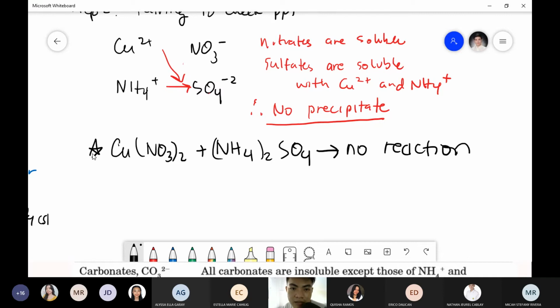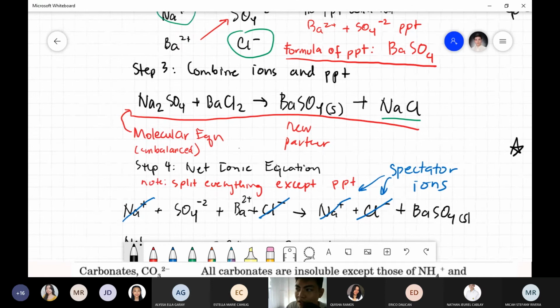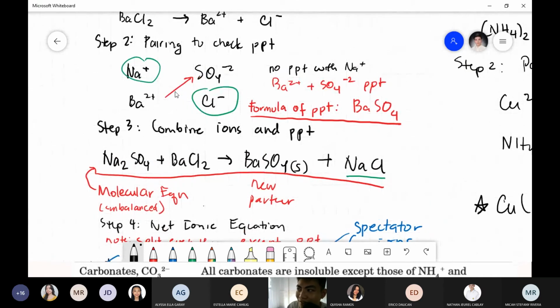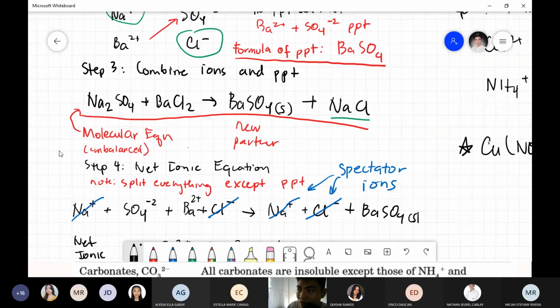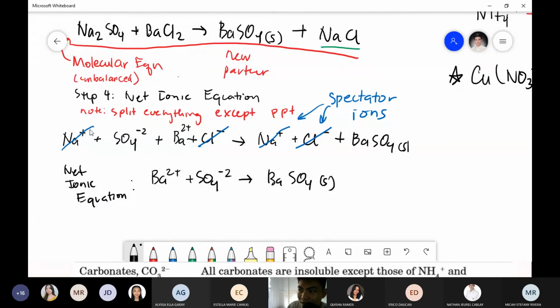Okay? So, kunwari, magbibigay akong practice quiz dito. So, don't worry. Matitrain kayo. You will see whether pag wala kayong magawang precipitate, edi you write no reaction. But, if you can write a precipitate, then you have to do all the things that we have done earlier. Pag may nakita kang precipitate, you combine them, that's the molecular equation. You split them again to ions, and then you cancel out similar terms. You get the net ionic equation.